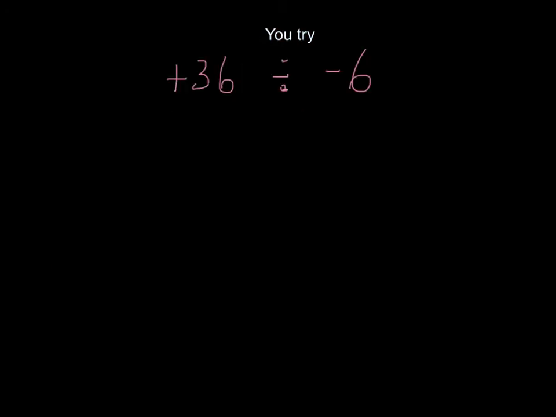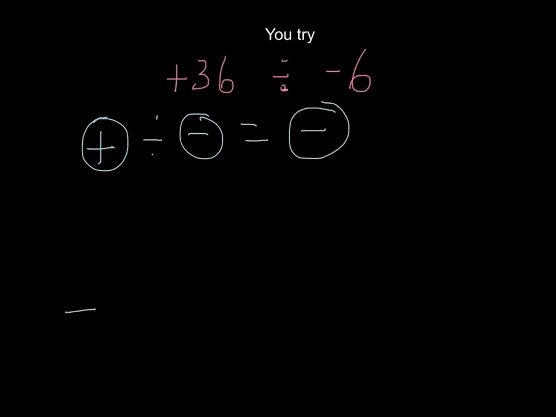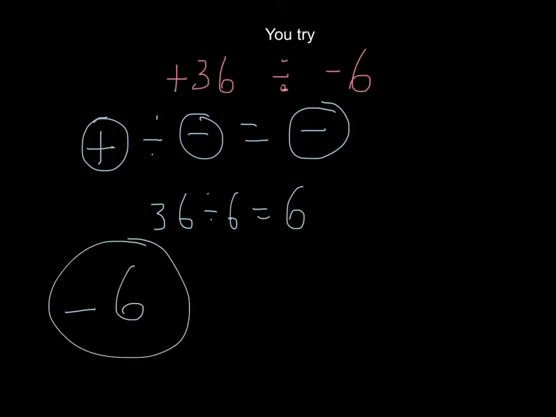On this one, we've got a positive 36 being divided by a negative 6. Again, pause here and hit play when you're ready to watch the solution. Okay, so step 1 once again, let's look at our signs. We've got a positive being divided by a negative. Because they are different signs, the answer automatically has to be negative. Step 2 says to do the work, so 36 divided by 6 gives us 6. So our final answer is a negative 6.